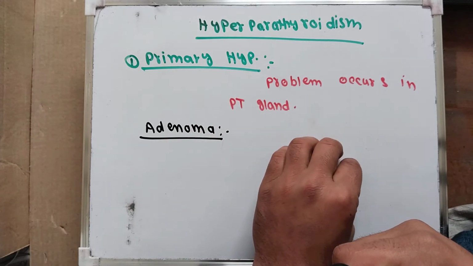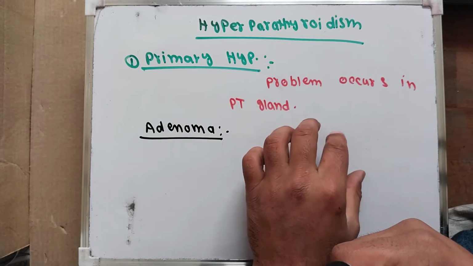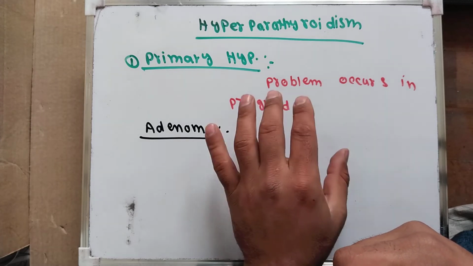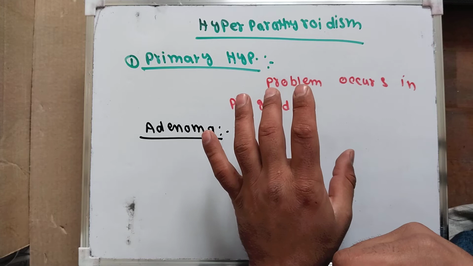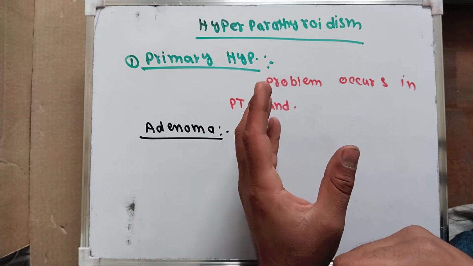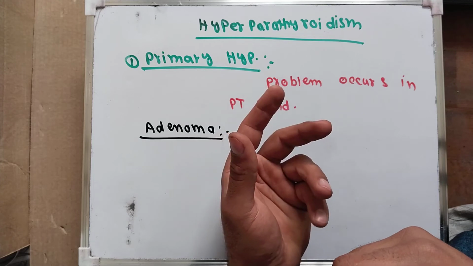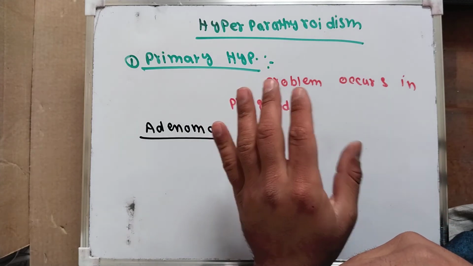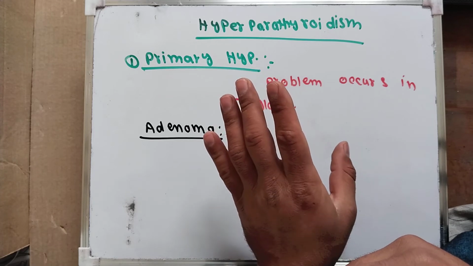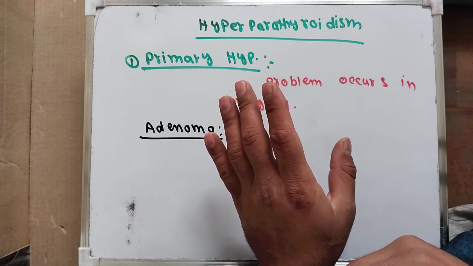So the production of parathyroid hormone by the adenoma cell does not depend upon the calcium ion level in the blood. This is also important to note. If the level of calcium is low or high, it does not regulate the adenoma because it is a pathological condition. It is independent of everything.